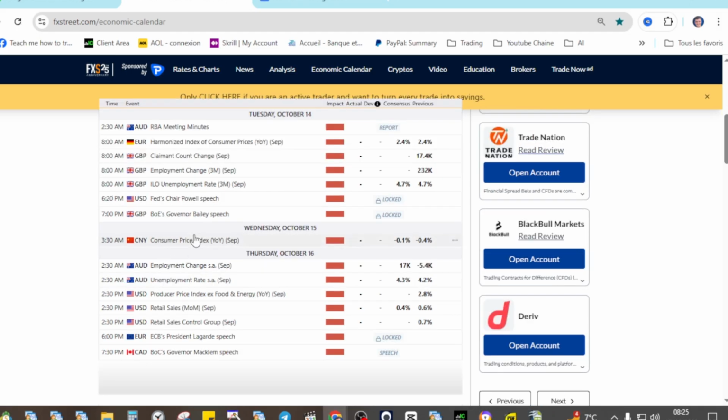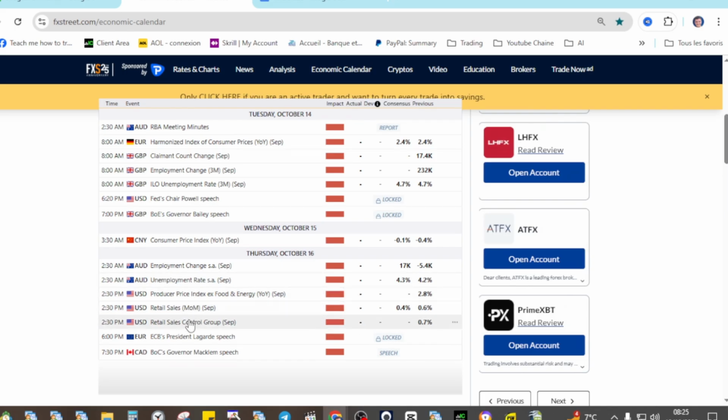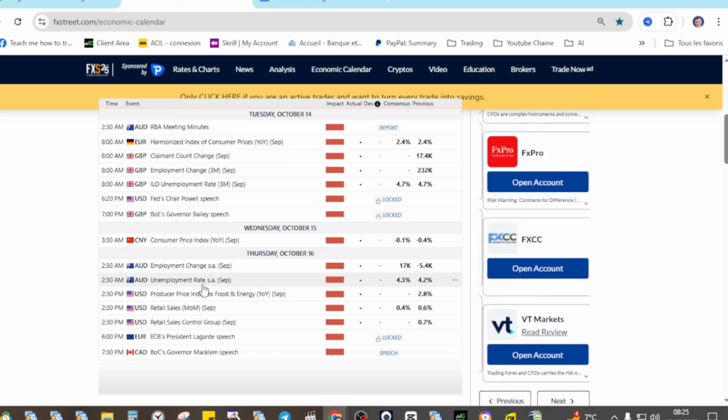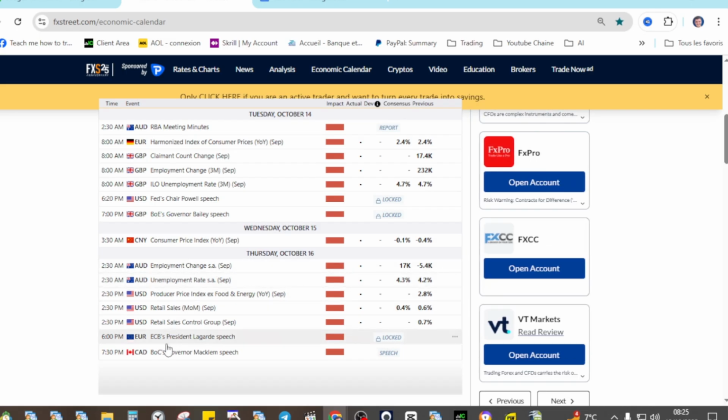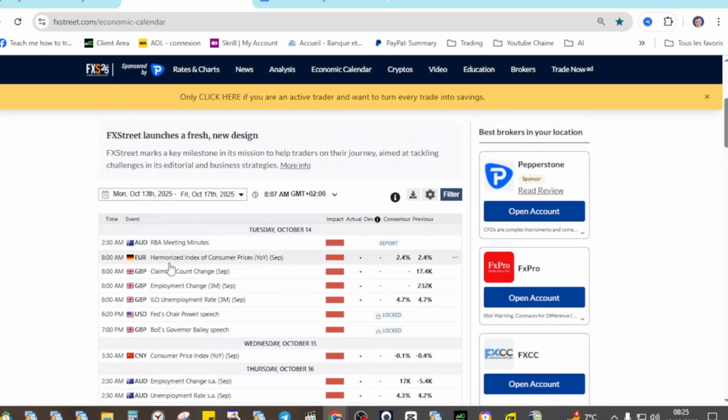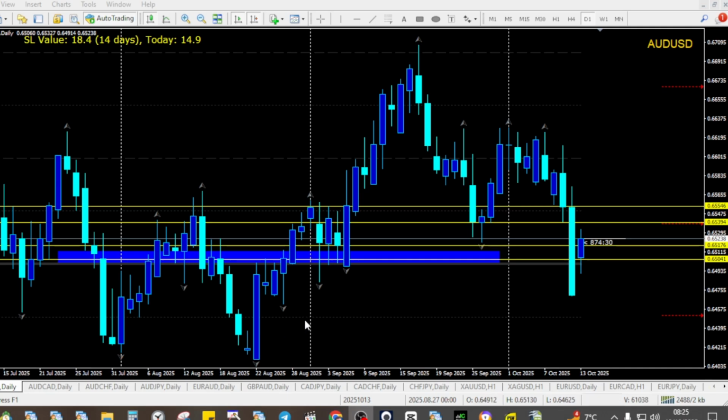Wednesday, nothing much except China. And Thursday, there is NFP for Australian dollar. But aside from that, it's quite okay. So it's a good week to trade. We will go through analysis of different pairs. I will select the best looking setup for this week and explain why this happened and everything.